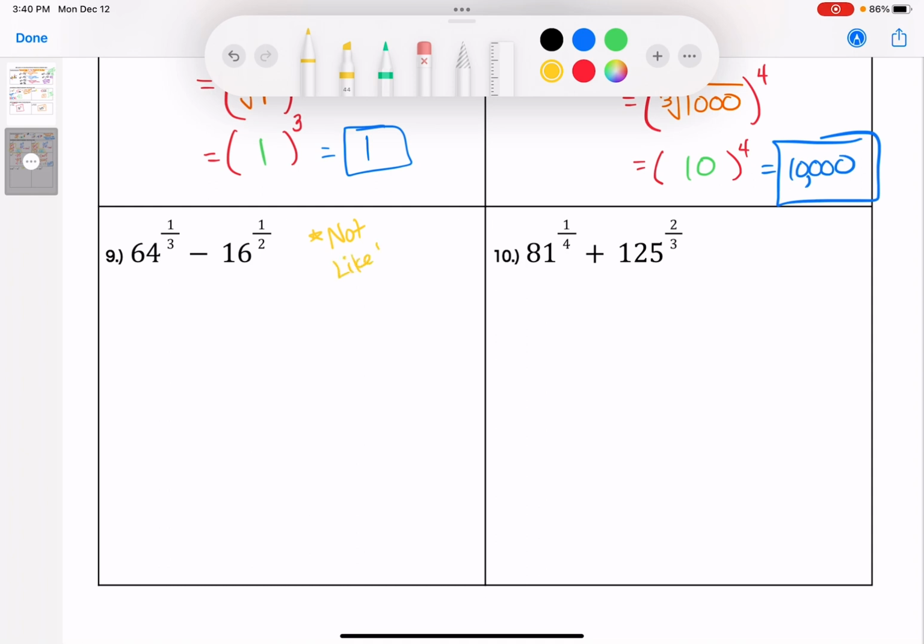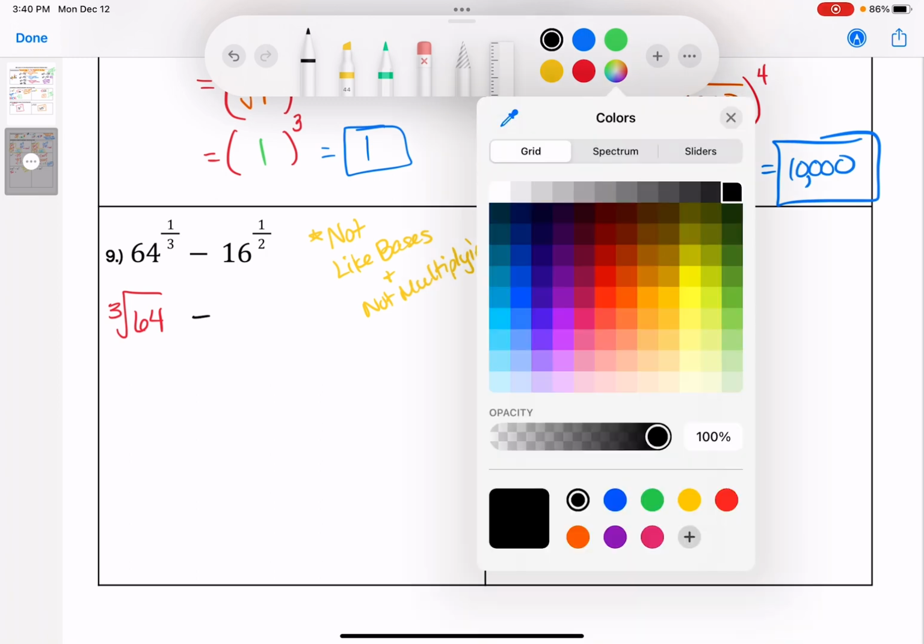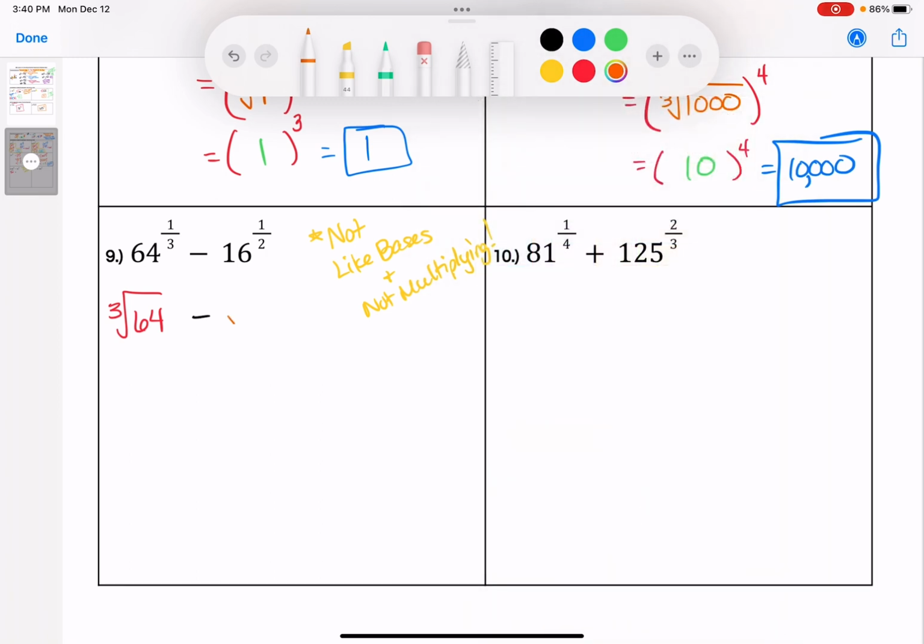Not like bases and not multiplying. So I can't combine them. I can't create one base with a different fractional exponent. I don't have to worry about common denominators. I just need to do each one separately, and then when I get my answers, I'm going to subtract them. So 64 to the 1/3 power would be the third root of 64, right? 16 to the 1/2 power would be the square root of 16.